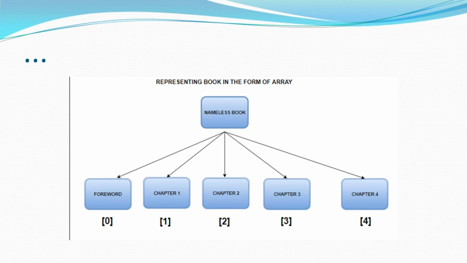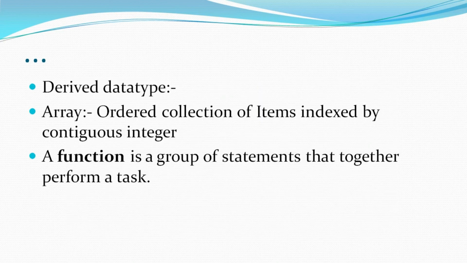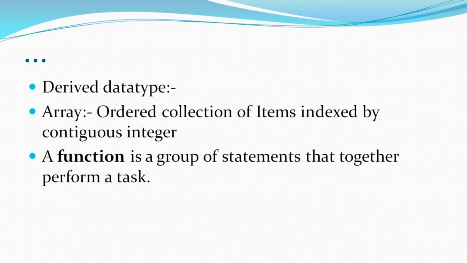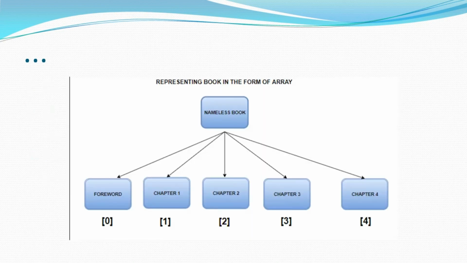User defined types: we discussed structure, a collection of objects in an orderly manner, union in a non-linear fashion, and class, a collection of objects. Derived type means array, an ordered collection of items indexed by a contiguous integer, that is, names are stored in an orderly manner and indexed by a contiguous sequence of integers. The second one is function, a group of statements performing a task. So these are the basic data types.